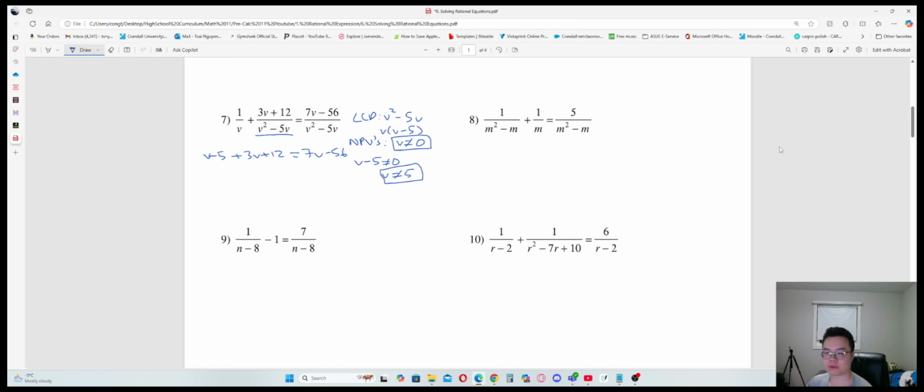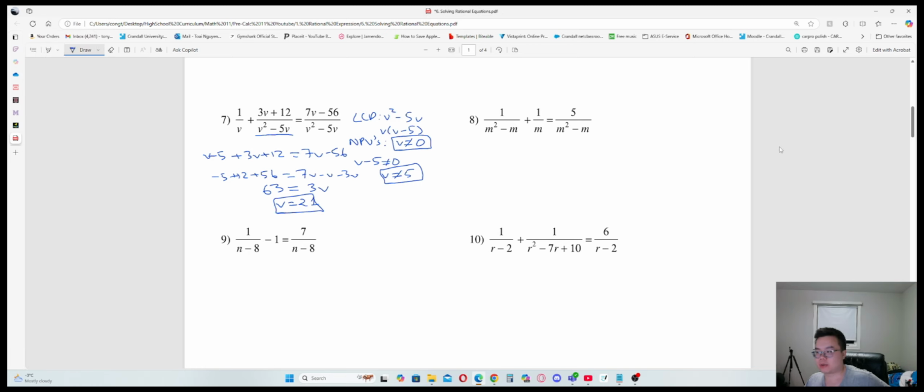So I will bring all the v to the right side and the numbers to the left side. So I'll have minus 5 plus 12 plus 56 equal to 7v minus v minus 3v. On my right side, I will have 7 minus 3 is 4, minus 1 is going to be 3v. I have 56 plus 12, it's going to be 68, and 68 minus 5 will be 63. Then my v will be equal to 21. So my v value here is going to be 21.